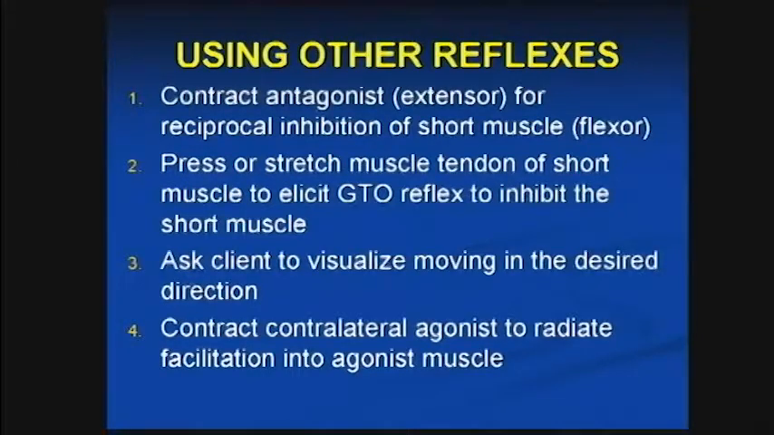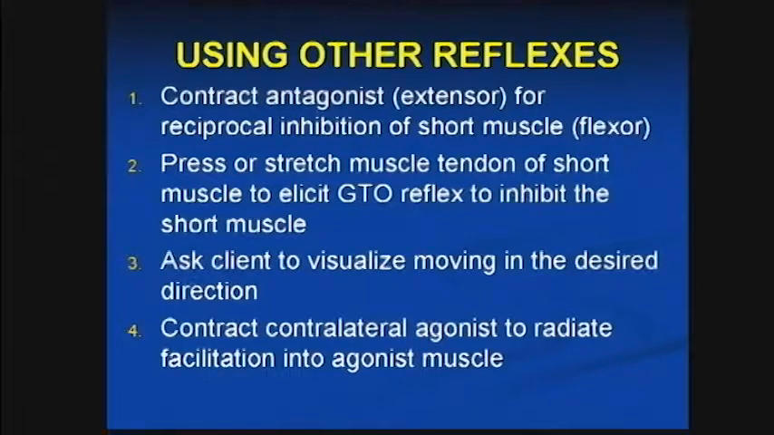You could also use other reflexes, contracting the antagonist, in this case the elbow extensor, to reciprocally inhibit the short flexor. I want them to straighten out their elbow. First, as in the last slide, bend your elbow, hold it, relax. Let me stretch you. Now help me to stretch you. Help to straighten out your arm. So have them activate the triceps, the elbow extensor. That's using reciprocal inhibition. Inhibit the flexors, get the extensors to work.